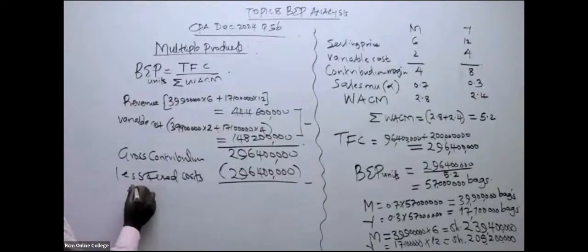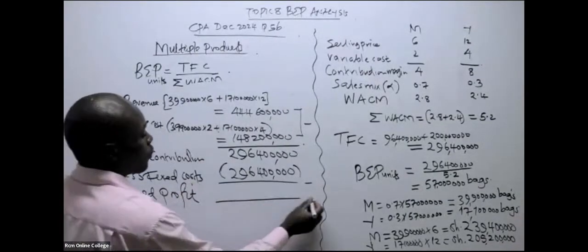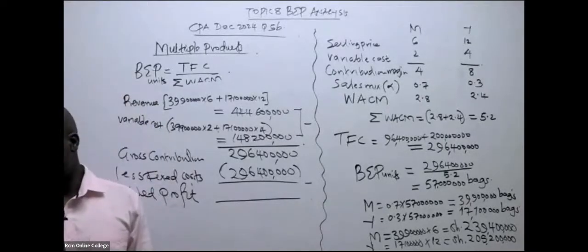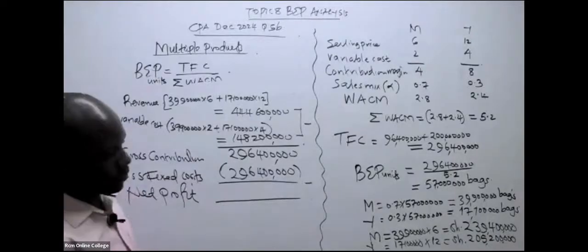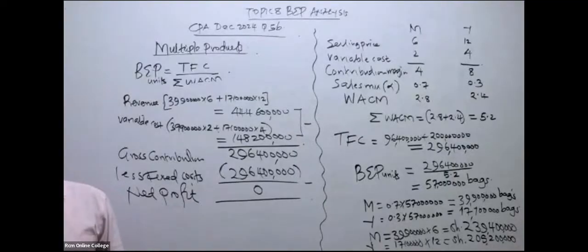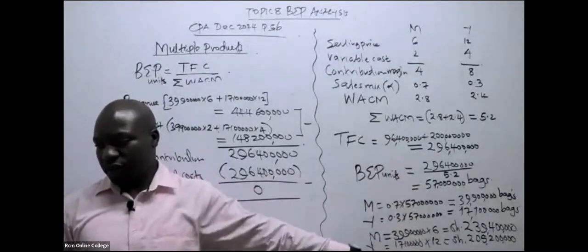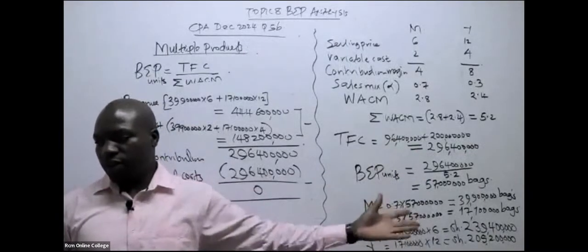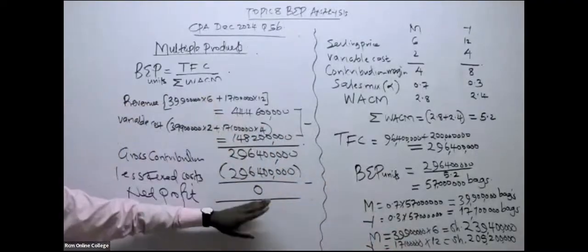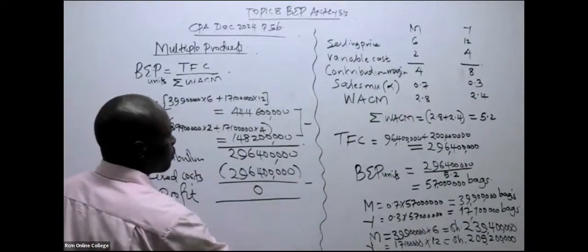What should be our net profit at break-even point? It should be 0. So is it true that what we have done here is correct? Yes. So we have now confirmed that this is taking us to a net profit of 0. Can we now go ahead and get the margin of safety?